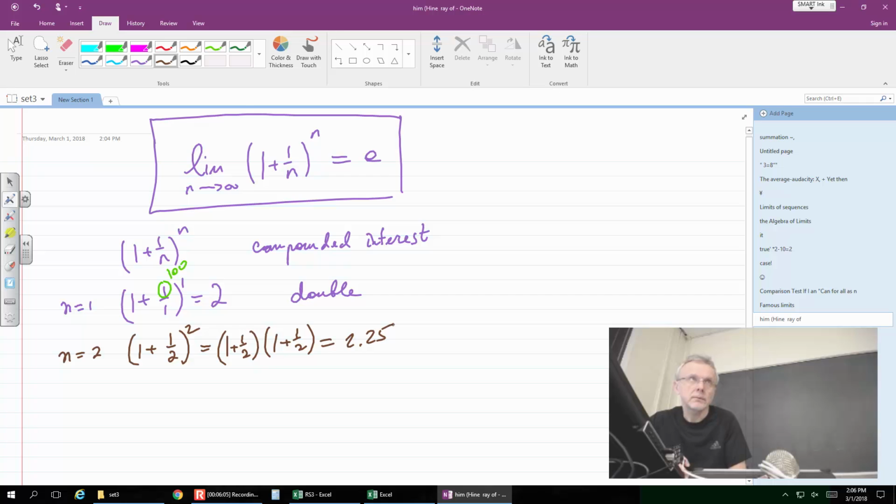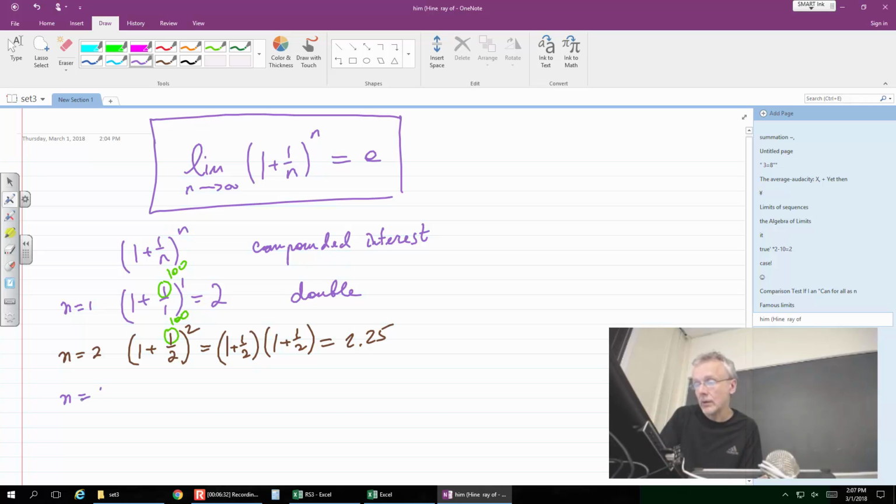So same interest rate. The 1 is still over here. It's the same one. It stands for 100%, but we divide it in 2. That division is accompanied by multiplication, and the end result is bigger than it was. So we are getting an extra 25%. So instead of getting 100% extra at the end of the year, we're getting 125%. So that's how compounded interest works. And that's what's happening.